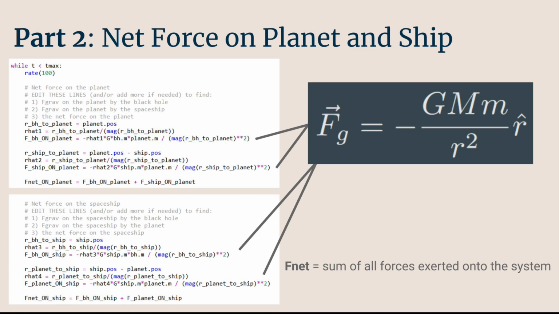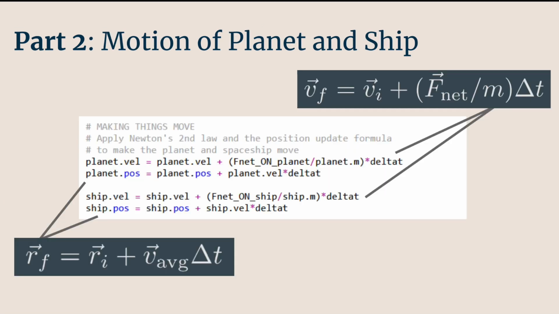In this case, the system is the planet and the surroundings is the spaceship and the black hole. To find the net force on the spaceship, we follow the same process except the system this time is the spaceship and the surroundings is the planet and the black hole. With the net force of the planet and the spaceship defined, we can code the motion of the planet and the spaceship using the position update formula and the velocity update formula.